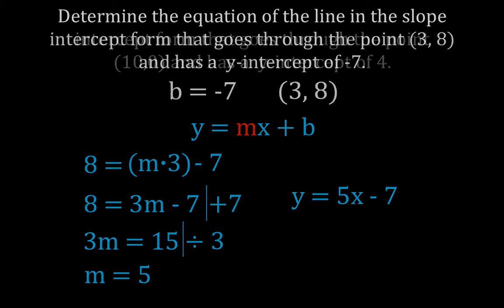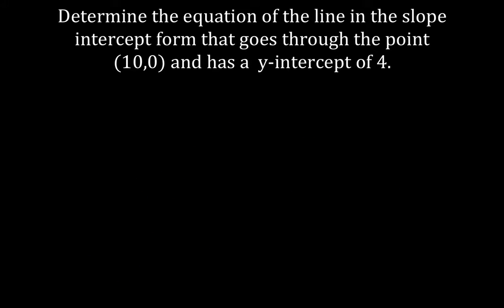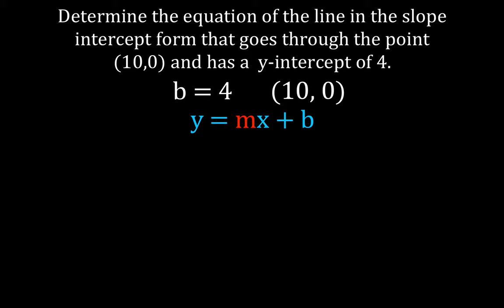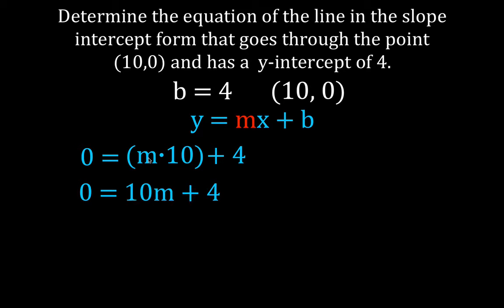Okay, let's do 2 more. We'll go a little quicker. This time the point is 10, 0, and the y-intercept is 4. So x is 10 and y is 0. Same thing: y equals mx plus b. We're given b, we need an m. I'm going to substitute those values in. Y is 0, m times 10, m times x, and then the intercept is plus 4. Switch that around, so we have 0 equals 10m plus 4.